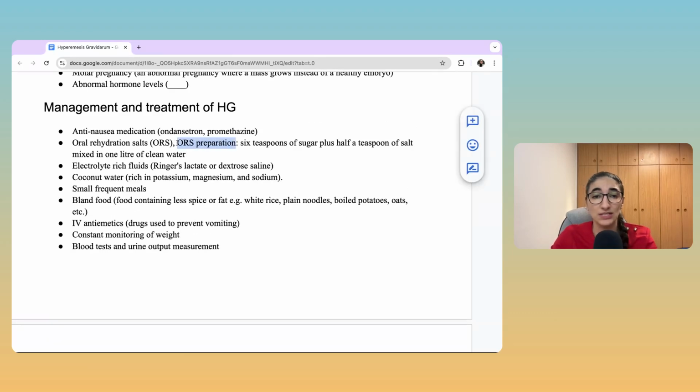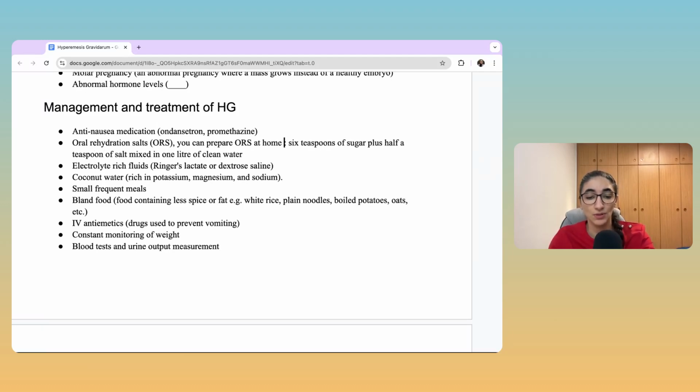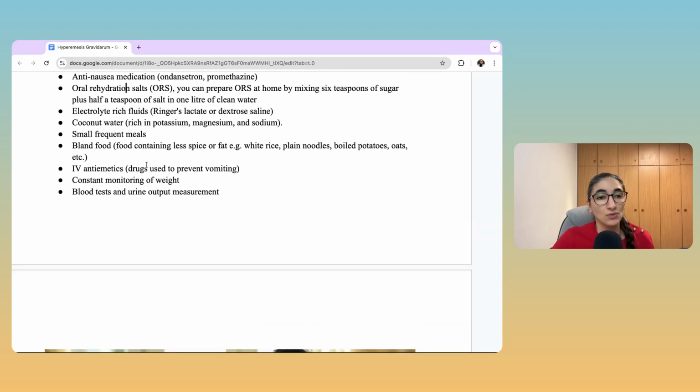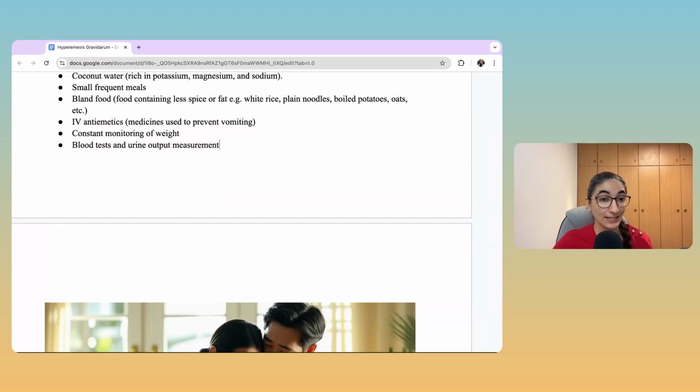Or you could even change this to you can prepare ORS at home by mixing 6 teaspoons of sugar, half spoon in 1 liter of water. And that just makes it a bit more readable and also a bit more relevant and in the right place on that bullet point. So instead of drugs, I would say medicines, just because that sounds a little less scary. I think when people think of drug, they think of something you shouldn't be taking.